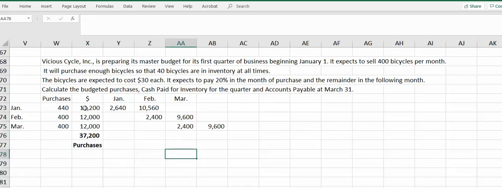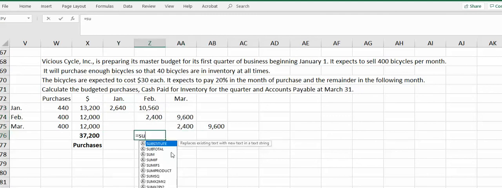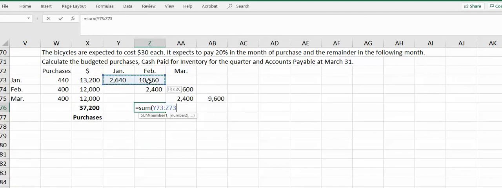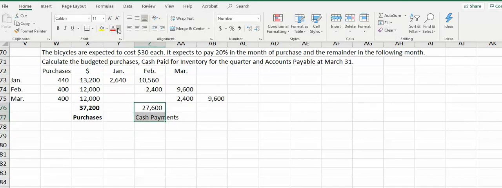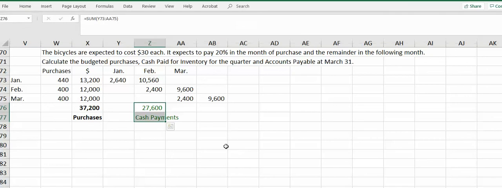The amount of cash payments now for the quarter is going to be the sum of all that. So I'm going to put it right here. It equals the sum of 13.2 that you pay by the end of the quarter. The purchases that you had from February is all paid for, and only 2,400 of the last month, March, has been paid for. So this is cash paid, or expected cash payments. I'll make those green because that's basically the cash flows piece.